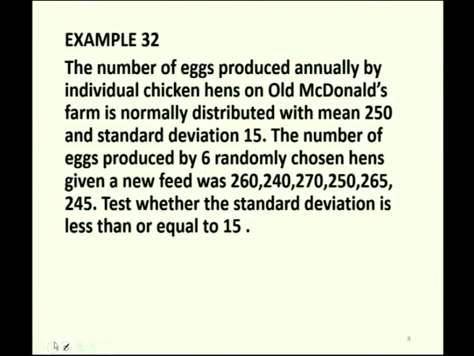That is the ultimate conclusion for this problem. Next, when the values are not given directly to you, you have to calculate them using the sample values given in the question. So, this problem goes like this: the number of eggs produced annually by individual chicken hens on Old McDonald's farm is normally distributed with mean 250 and standard deviation 15. The number of eggs produced by 6 randomly chosen hens given a new feed was 260, 240, 270, 250, 265 and 245. Test whether the standard deviation is less than or equal to 15.